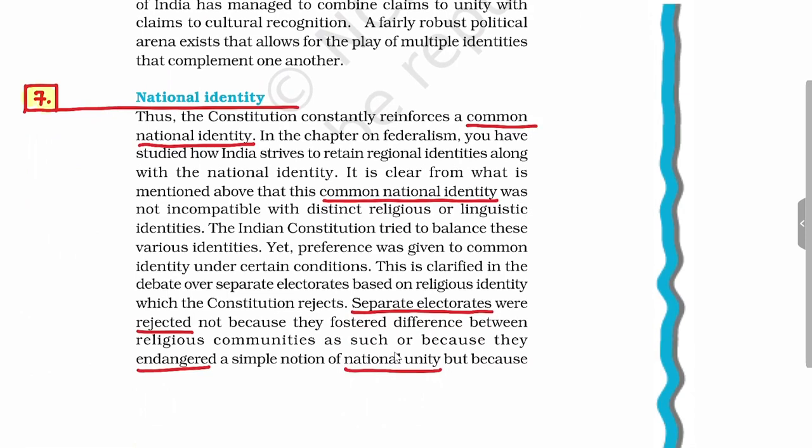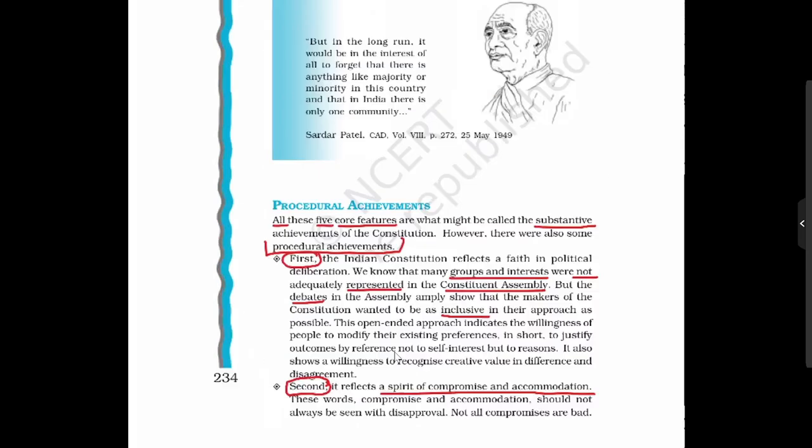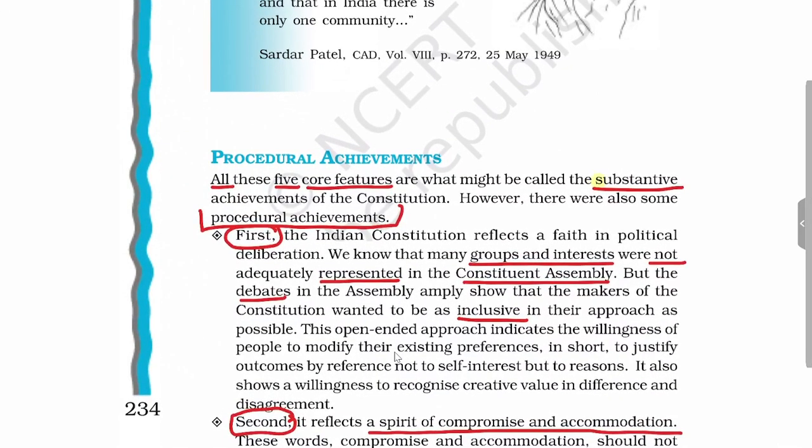The seventh feature is national identity. In short, the identity of an Indian is a national identity which is created by the Constitution of India. This is the common identity created by the Constitution, and it is for these reasons that separate electorates were removed, because they would have endangered national unity. All the concepts we have seen are related to the substantive achievements of the Constitution. So all the above features are substantive features of the Constitution.